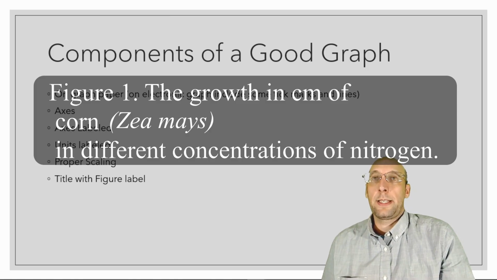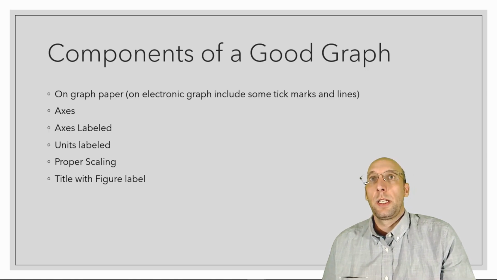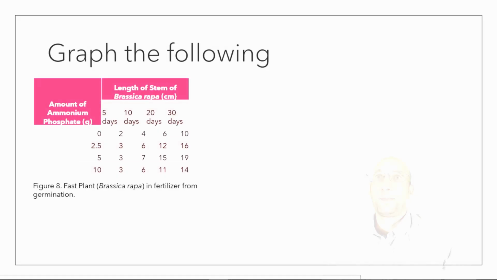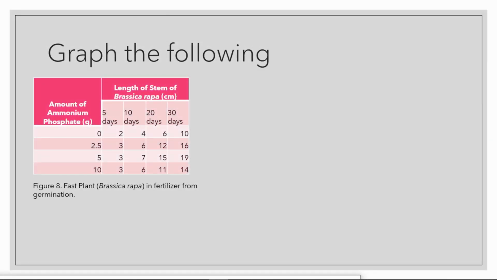Okay, so let's take a look at some data and let's discuss how to draw a good graph. As an example, we're going to graph this data here. Before we start the graph, you should determine what your different variables are. So what is the dependent variable in this experiment? The dependent variable is the length of stem of these fast plants.